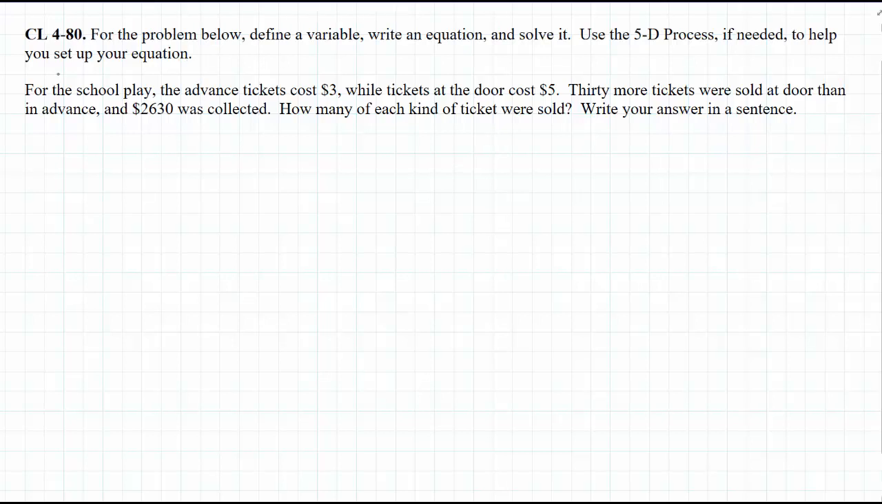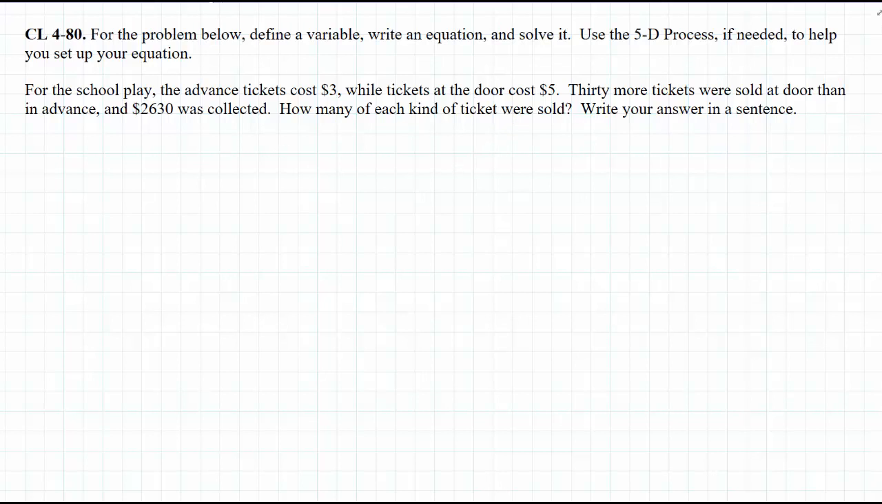Okay, so for number 80, we're asked to do another problem where we use the 5D process: define a variable, write an equation, and solve it. The problem is: for the school play, the advance tickets cost $3, while tickets at the door cost $5. 30 more tickets were sold at the door than in advance. $2,630 was collected. How many of each kind of ticket were sold? Write your answers in a sentence.